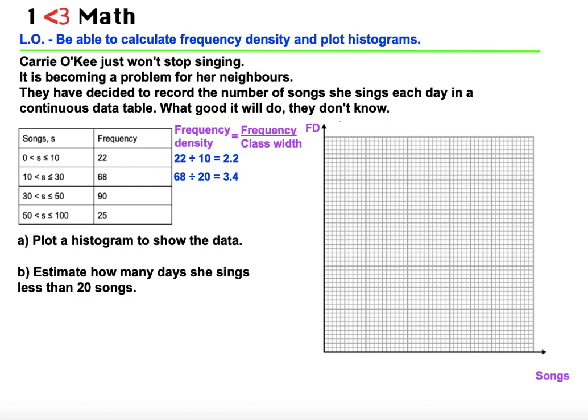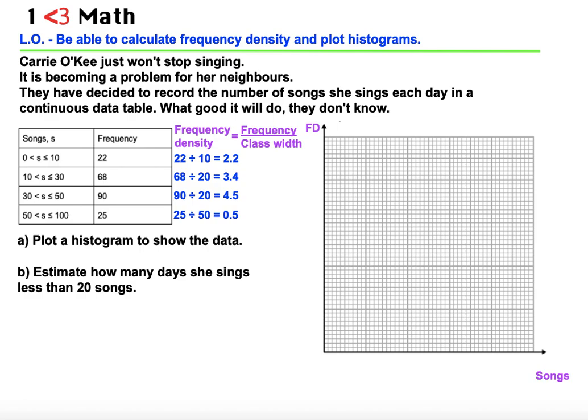So the next class width is 20, the frequency is 90. So we do 90 divided by 20, that's 4.5. And finally, we've got a frequency of 25, and we've got a class width of 50, because it goes from 50 to 100. So we do 25 divided by 50. If you wanted to write this as a fraction, you could, and you would be able to simplify it to a half. But 25 divided by 50 is 0.5.